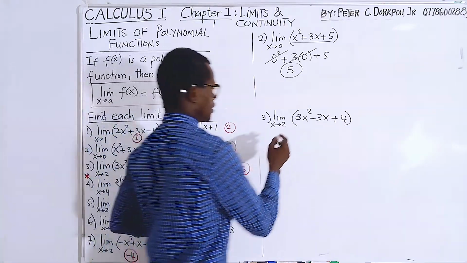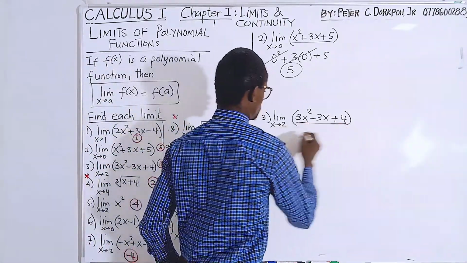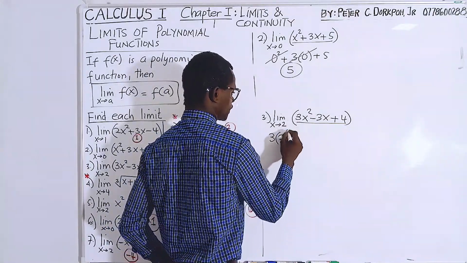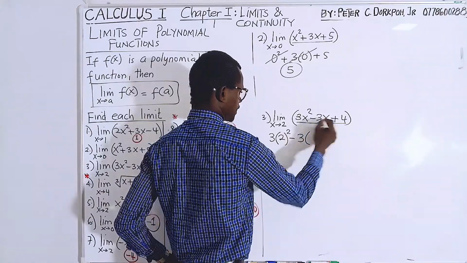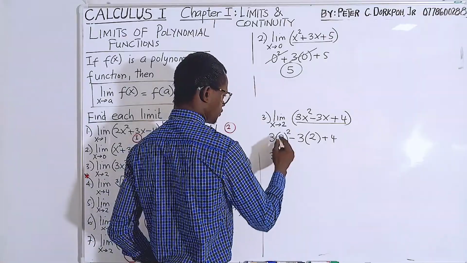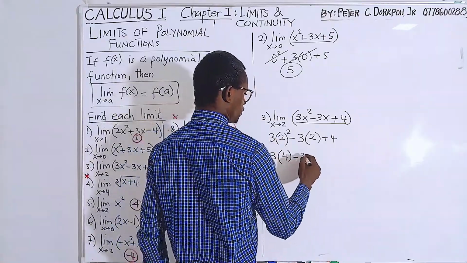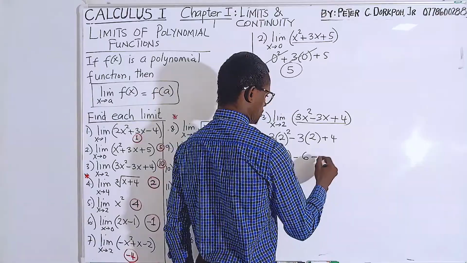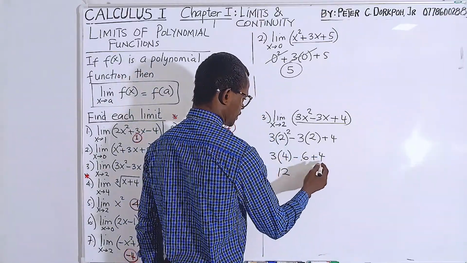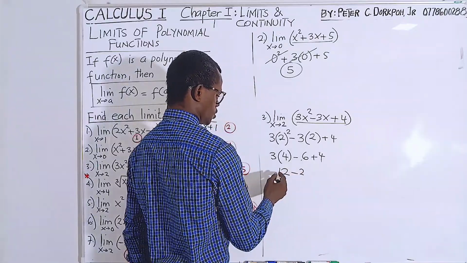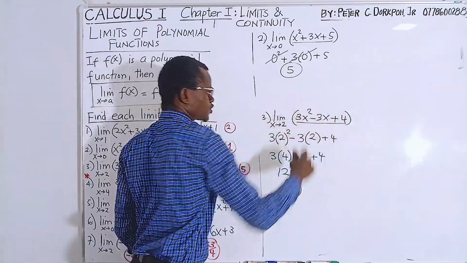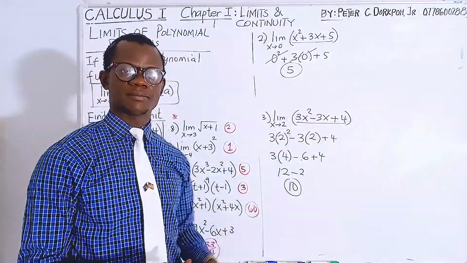The next one, when x is approaching 2, what becomes of this function? You have 3 times, you put 2 raised to the second power, minus 3 times x, you put 2 again, plus 4. So this is 3, 2 times 2 is 4. 3 times 2 now becomes 6, plus 4. 3 times 4 is 12. Minus 6 plus 4 now is minus 2. 12 minus 2 is 10. So when x is approaching 2, the limit of this function now goes to 10.